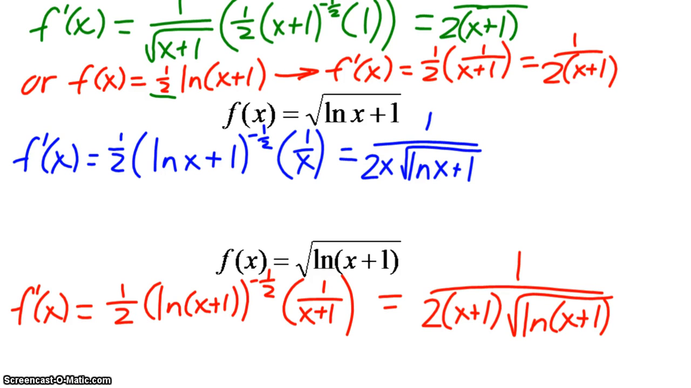So then when I simplify, I end up with 1 over 2x times the square root of the natural log of x plus 1.